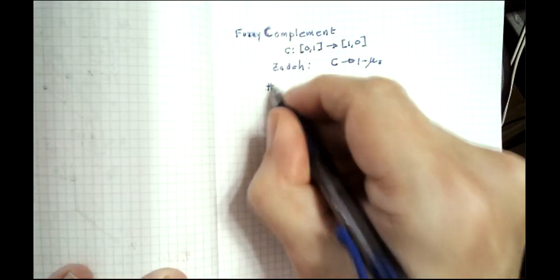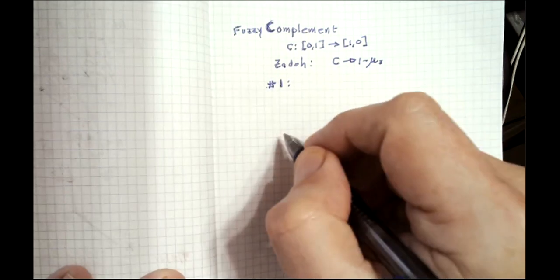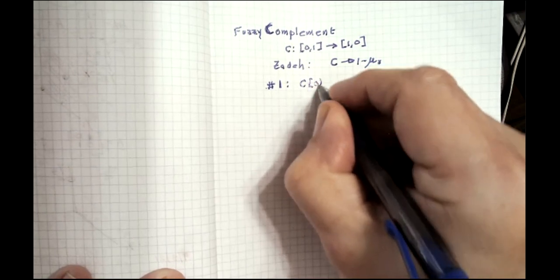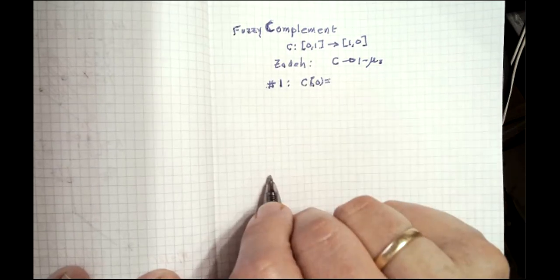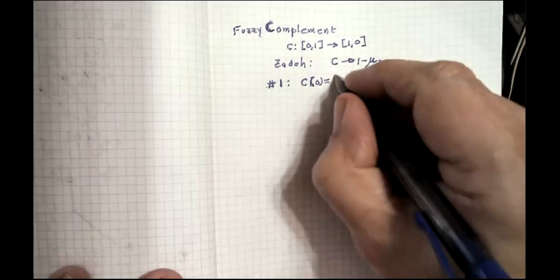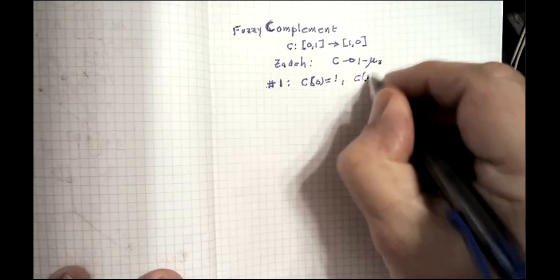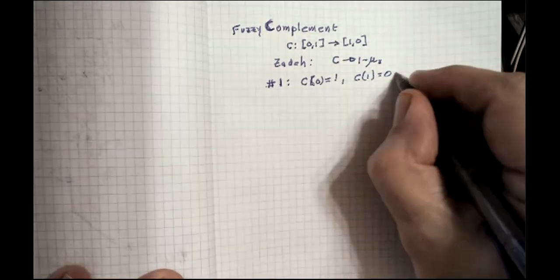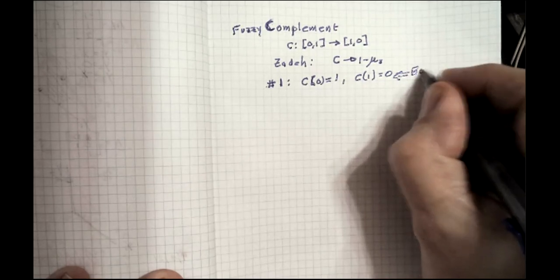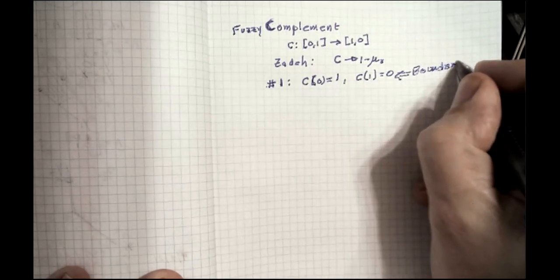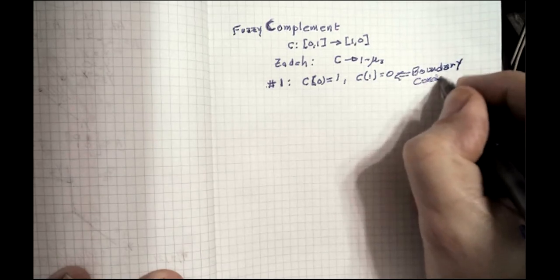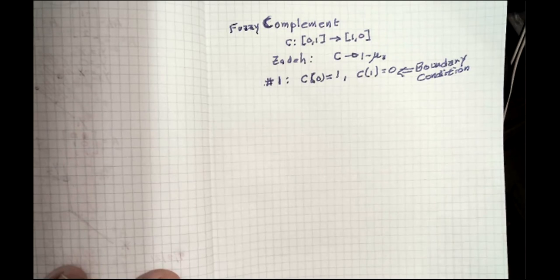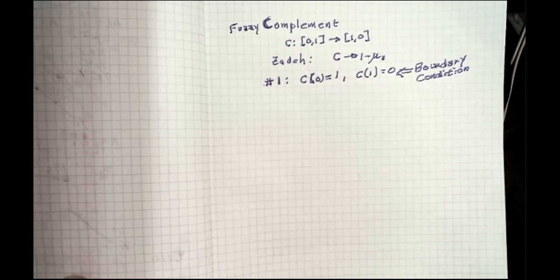Number one, this is kind of axiom number one, if you will, is that the complement of 0 should be what? Tell me what the complement of 0 should be. 1, yeah. And we would like the complement of 1 to be equal to 0. So this, if you will, is the boundary condition. Remember, we said that we would like all of our operations to reduce to the crisp equivalent. This is the reduction to the crisp equivalent.